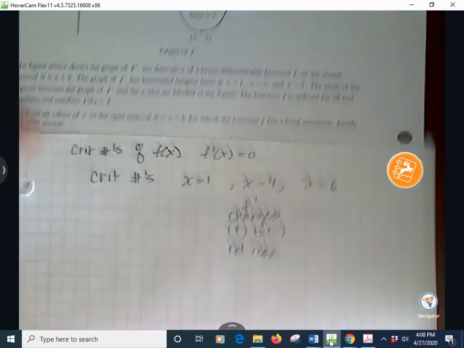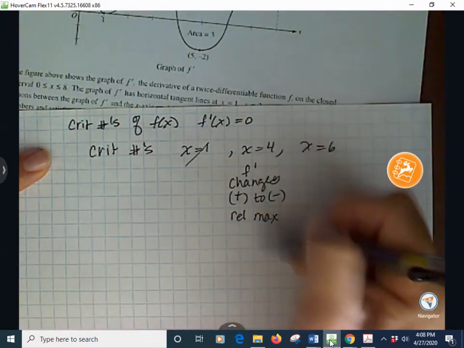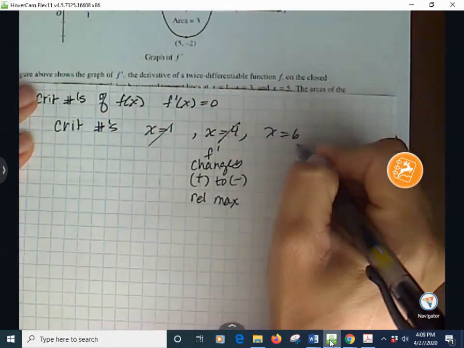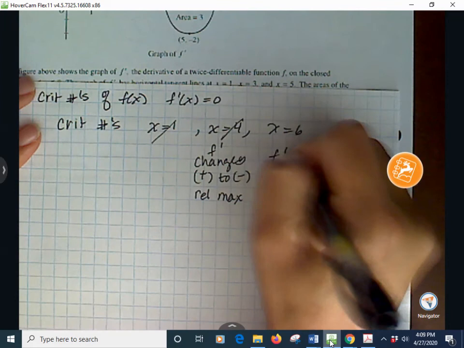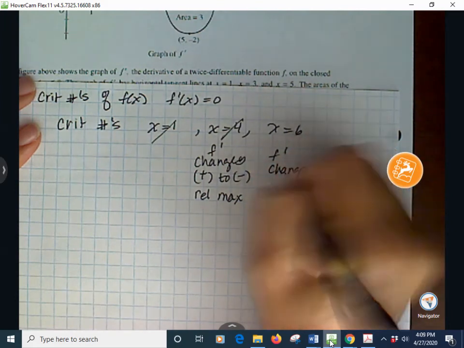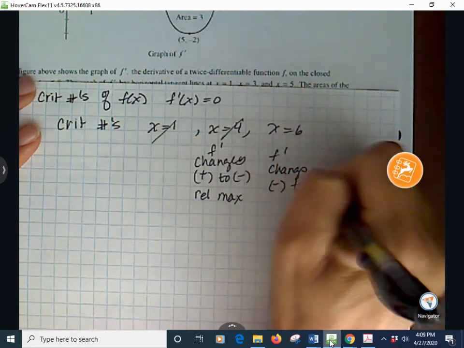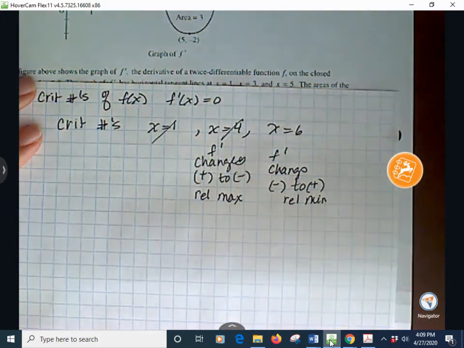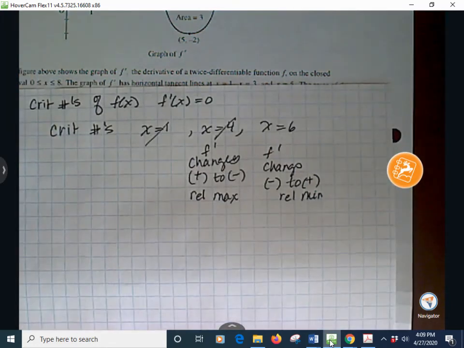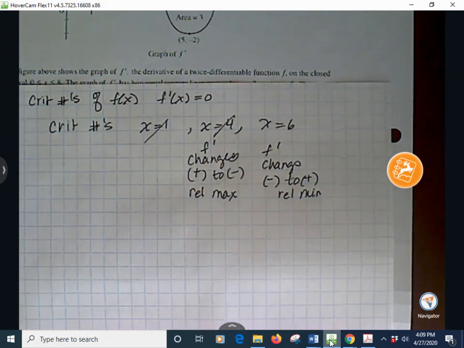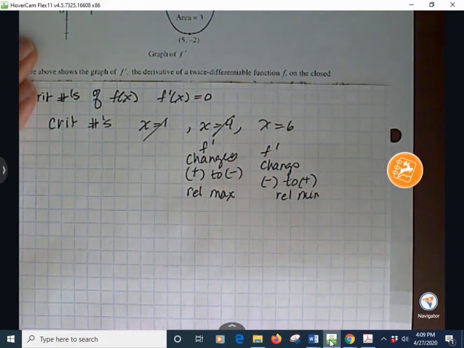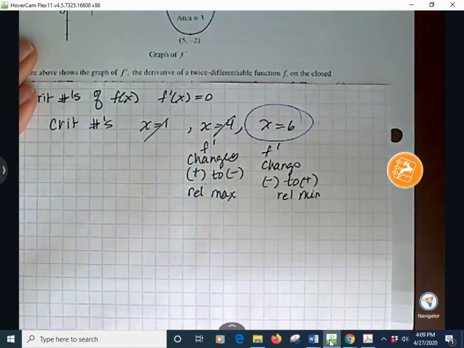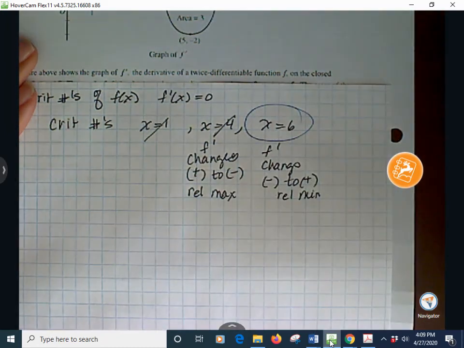So x equal to 1 doesn't change signs. X equal to 4 is a relative max. But when I get to x equal to 6, f prime changes from negative to positive, which is a relative minimum. Now that is a candidate for an absolute minimum. So we can just use that critical number as one to test.